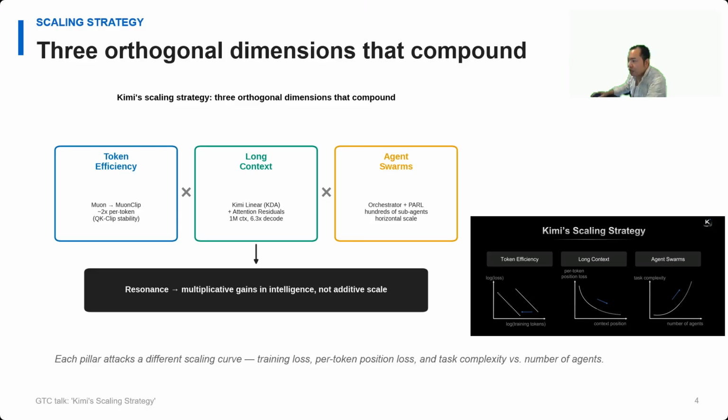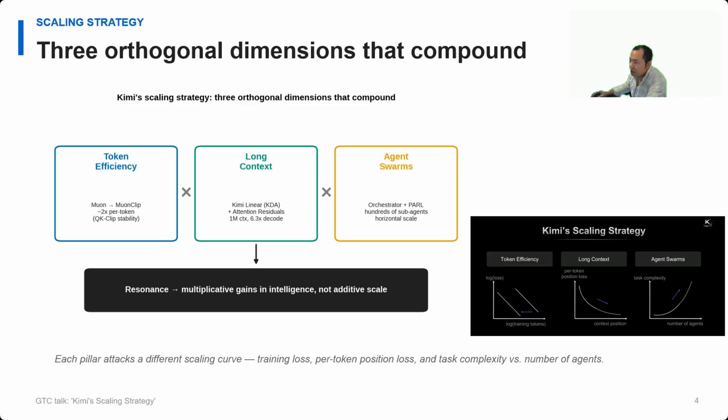It is scaled horizontally by orchestrating many more specialized sub-agents for complex and long-horizon tasks. So the key word that Zhilin Yang uses is resonance. This allowed us three separate features. You add them together, and they actually multiply.